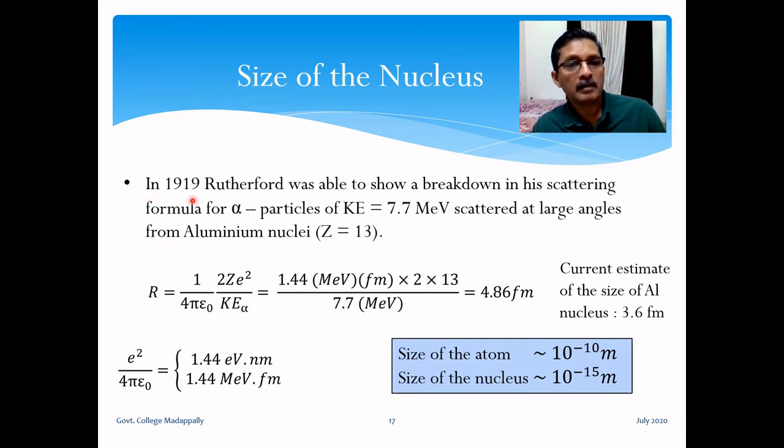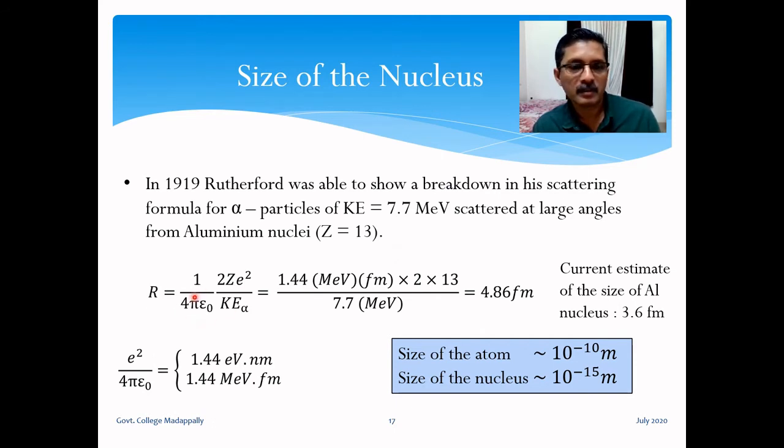In 1919, Rutherford was able to show a breakdown in his scattering formula for alpha particles of kinetic energy 7.7 MeV scattered at large angles for aluminum nuclei, whose atomic number is 13. So let us calculate the distance of closest approach with this data.